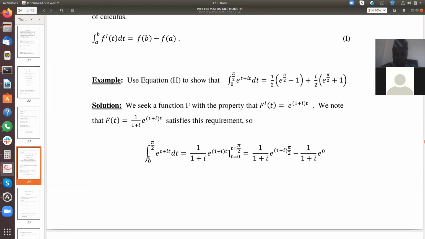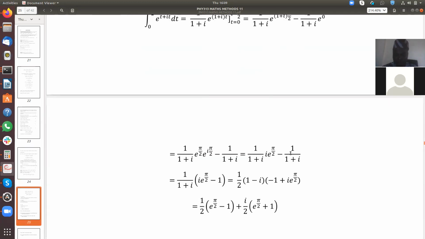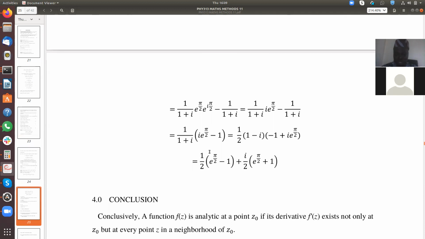So now the limit is from 0 to pi over 2. Where you see t, you put this separately, and then you have this expression. By the time you split them and you perform small algebra, you conclude that this is equal to this.